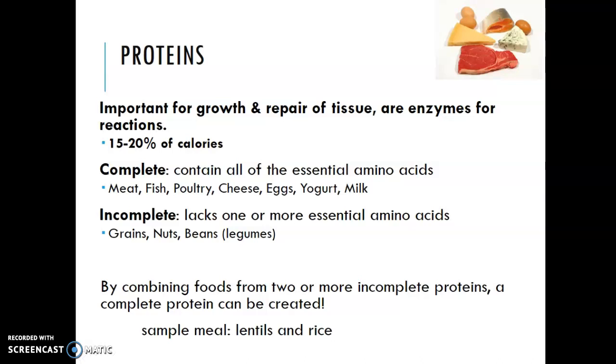So we all know, when you think protein, you're thinking meat, fish, cheese, eggs, milk. And so those are proteins, but those are all animal source proteins. But there are plant-based proteins as well. So proteins are important for growth and repair of tissue. They also are enzymes that control the reactions in our body. And we need 15 to 20% of our calories from protein.